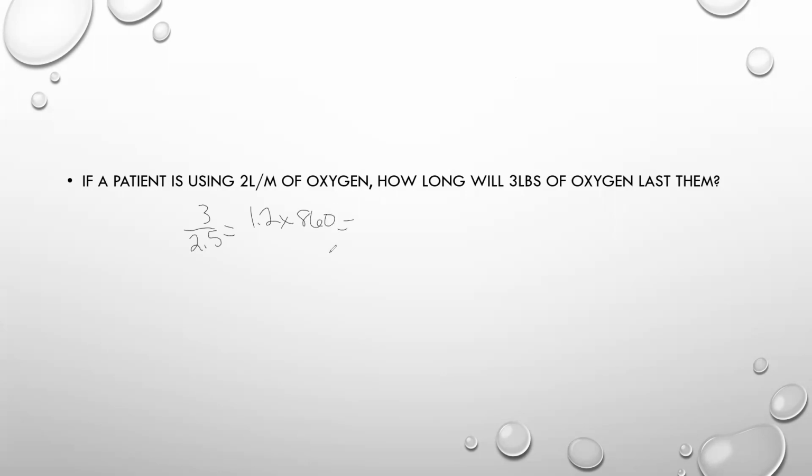Then you got to take that, multiply it by your 860. That gives us 1,032 liters. Divide that by the flow rate of 2 liters per minute, and that means that it's 516 minutes. 516 minutes. You divide that by 60, and it comes out to 8.6 hours.